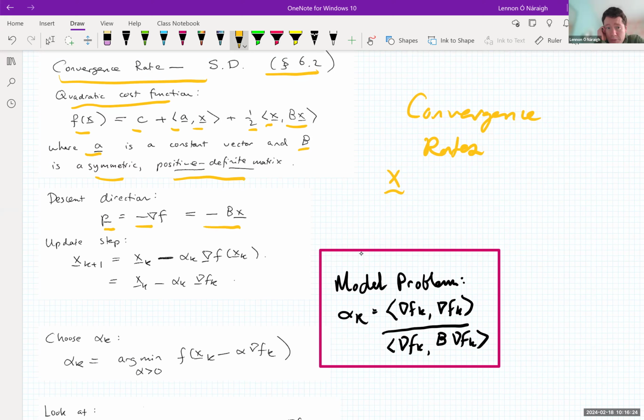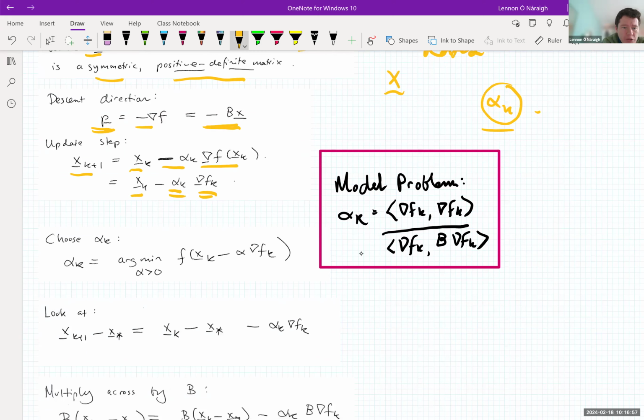And you can see, just for this particular presentation of the steepest descent method, we're going to bundle up all of the information about the step size into alpha k. So we're not actually normalizing the descent direction here, which is fine, because that information will be contained in alpha k. So the update step then is xk plus 1 equals xk minus alpha k times grad f.